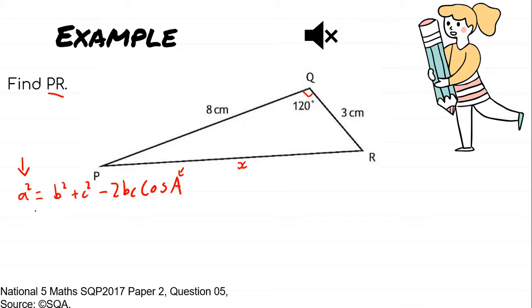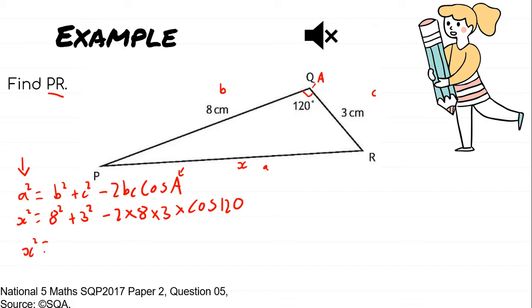So now I'm going to rewrite this formula, but substitute in the different things. We're going to call this side a, this side b, and this side c, and this is angle A. The reason this side is a is because it's opposite the angle that we know. So that's going to become x squared is equal to 8 squared plus 3 squared minus 2 times 8 times 3, since 2bc would be 2 times 8 times 3. And that's multiplied by, instead of cos A, cos 120.